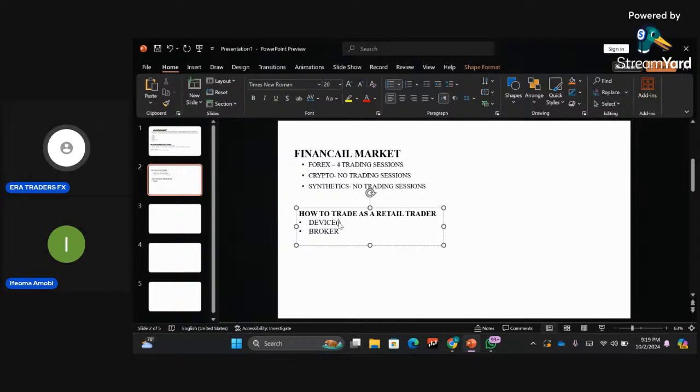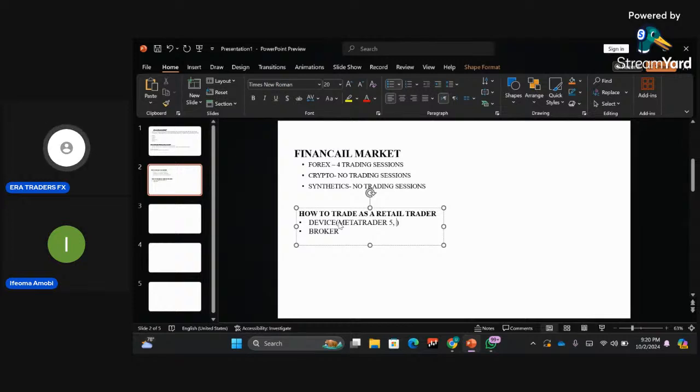And in your device, you need your MetaTrader 5 or 4. There's the 5 or the 4. The 5 is more sophisticated. It has a lot more tools than the MetaTrader 4. So it's the advanced type of MetaTrader. It's still the same thing. But as we are trading synthetics, which is the one we'll be trading the most, take note, it uses MetaTrader 5. So you need to download MetaTrader 5.